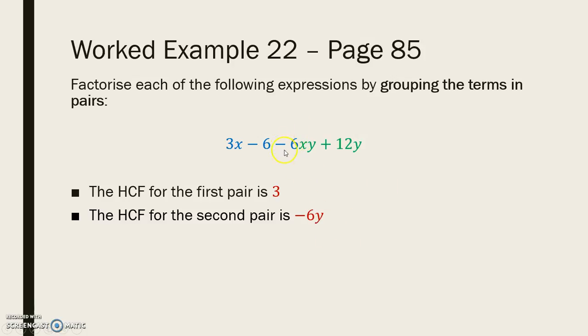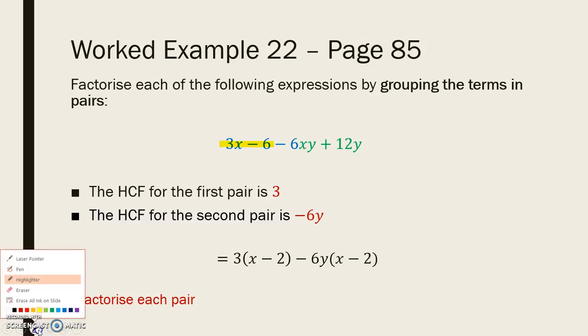Now, the reason we take the negative out, if you've got a negative there at the front, you want to use it as a factor as much as possible. And I'll show you why that's really important in a minute. But if we do that, we end up with 3 outside of this first pair. So 3x divided by 3 is x, 6 divided by 3 is 2. And on the right, we're taking out negative 6y. So negative 6 leaves 1 when you divide through, and the y leaves x when you go through. On the right here, 12 divided by negative 6 is negative 2, because positive divided by negative is negative, and y divided by y cancels out.